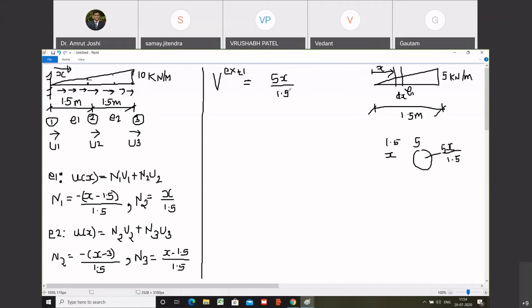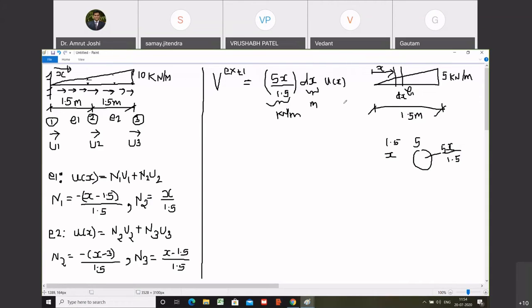Then corresponding to this length dx, what is the total load acting over this dx? So this multiplied by dx. See, the unit of 5x upon 1.5 is going to be kilonewton per meter. The unit of dx is going to be meter. So the total unit will be kilonewton per meter into meter, that is kilonewton. So what is the force acting at distance x over the strip of length dx? That force is given as 5x upon 1.5 into dx. Do you agree with me? Yes. This multiplied by u of x.